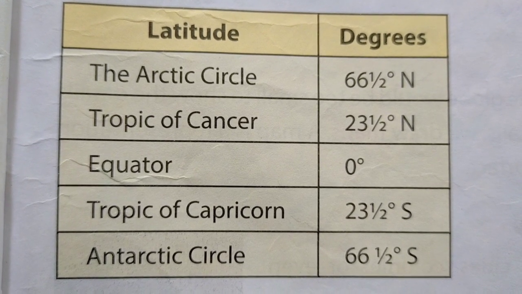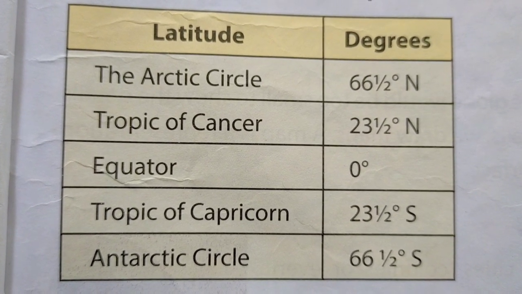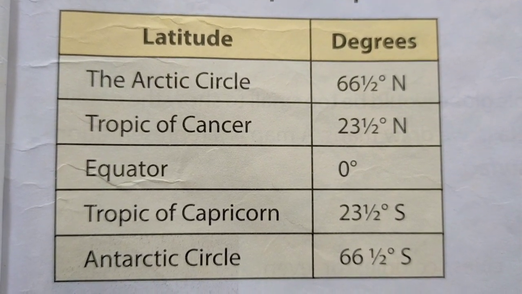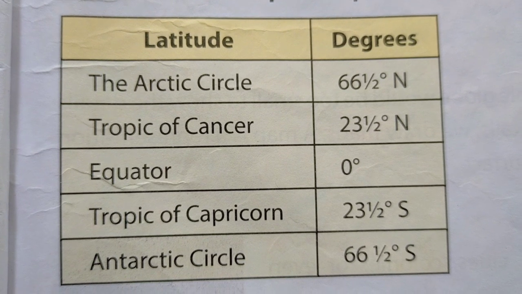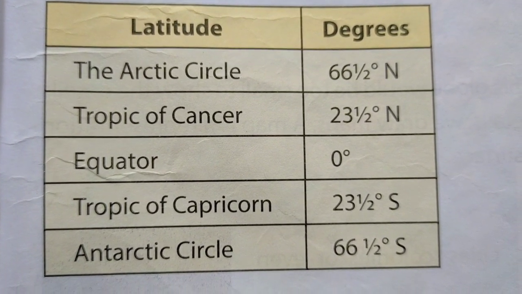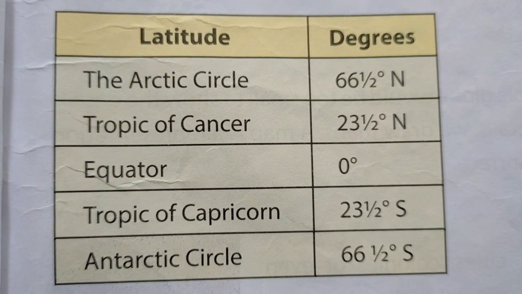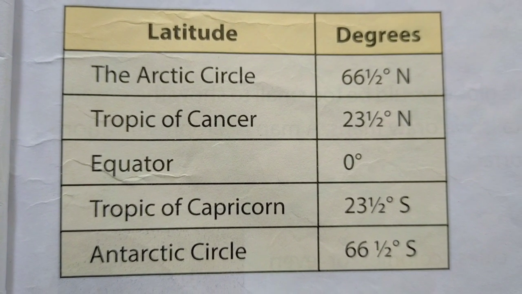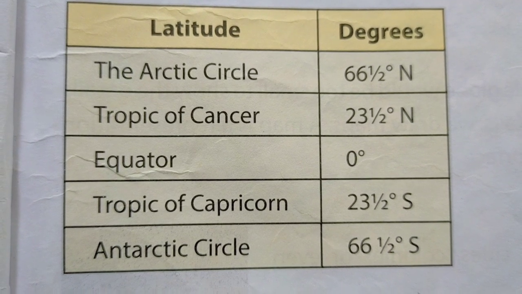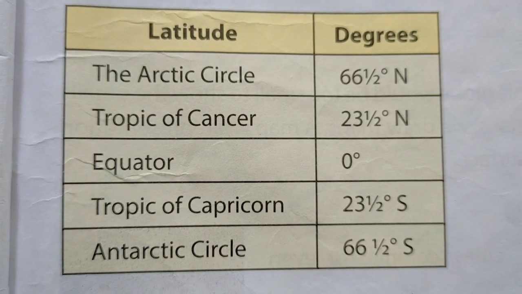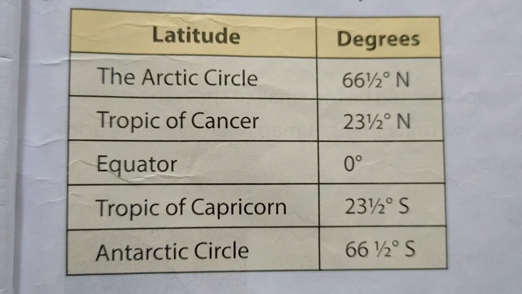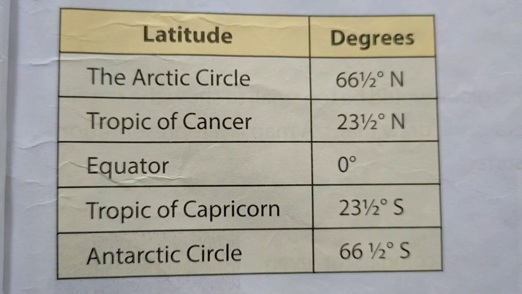With the help of this table, we can easily understand the 5 important parallels of latitudes and their degrees. The Arctic Circle, 66.5 degree north. Tropic of Cancer, 23.5 degree north. Equator, 0 degree. Tropic of Capricorn, 23.5 degree south. Antarctic Circle, 66.5 degree south. These are the 5 important parallels of latitudes.